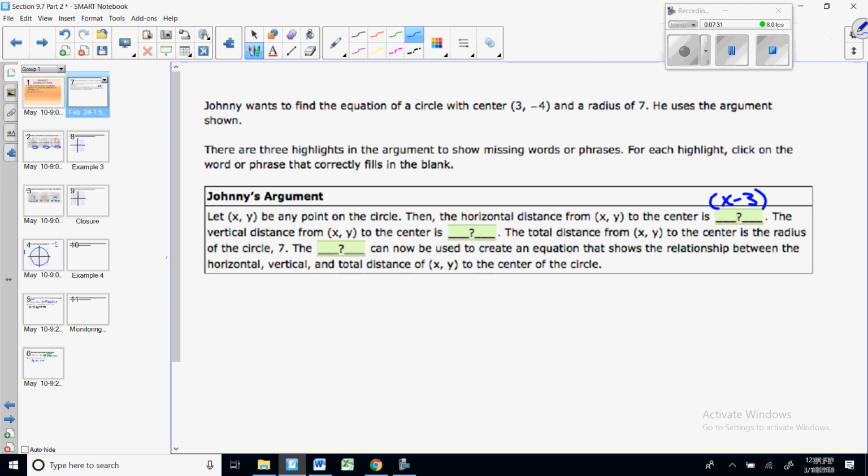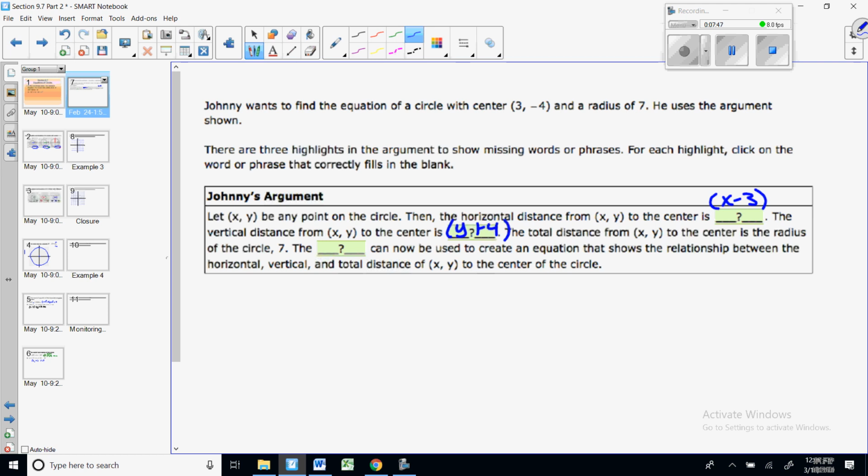Okay, that should go inside your first set of parentheses. The vertical distance from any point (x, y) to the center is y plus 4. And then the total distance from (x, y) to the center is the radius of the circle, 7.